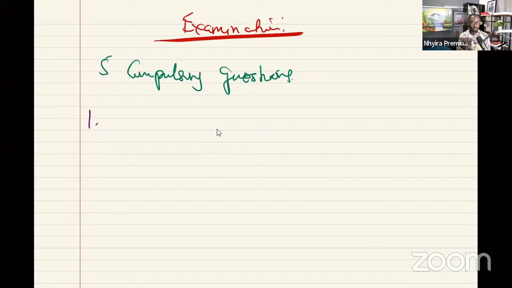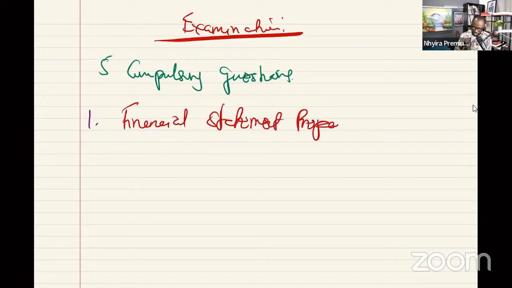So number 1, fundamentally, the examiner is going to be setting some questions on us relating to issues that come with the final accounts. So number 1, financial statement preparation. There is a 20-mark question, done deal, waiting for us in the exam hall on the preparation of financial statements.